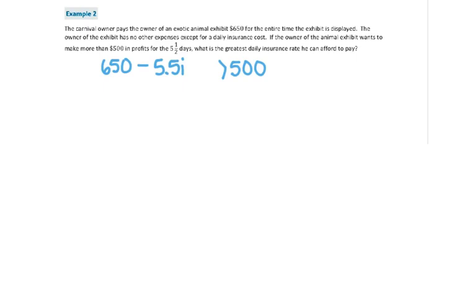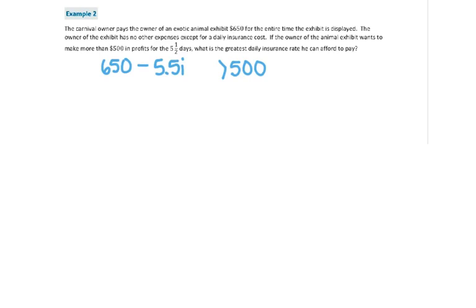So I'm going to subtract 5.5i from that, because that 5.5i is representing the 5.5 days that I'm going to pay that daily insurance rate. So now I have this inequality that says 650 minus 5.5i is greater than 500. So now I'm going to try to get i all by itself.